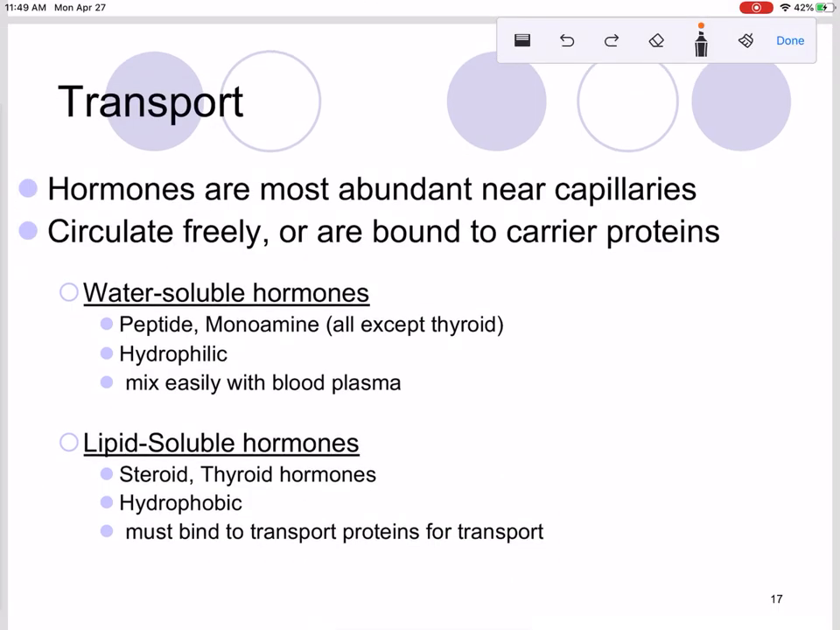What we're going to see is that these three classifications of hormones tend to fall into line based on whether they're water soluble or lipid soluble. So let's start there. The water soluble hormones are the peptide and the monoamine, except for the thyroid.